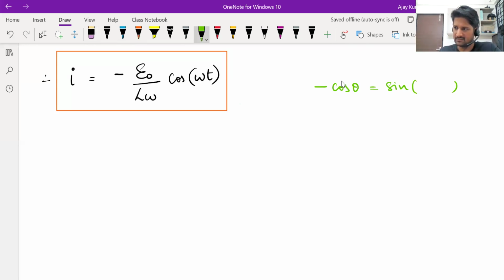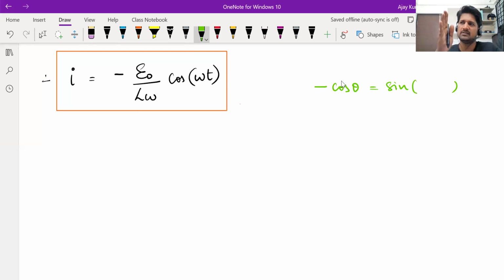Is it 90 minus theta or 90 plus theta, sir? I'm not sure. Sine of 90 minus theta is cos theta itself, not minus cos theta. We want minus cos theta. No, sine of 90 plus theta is also cos theta only.